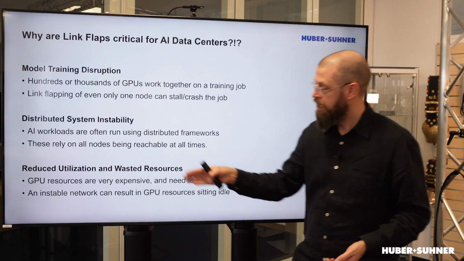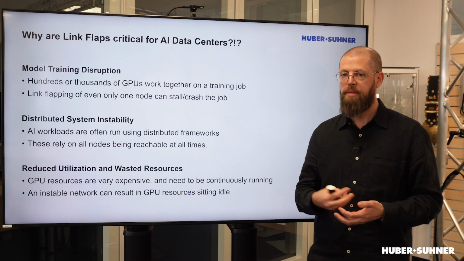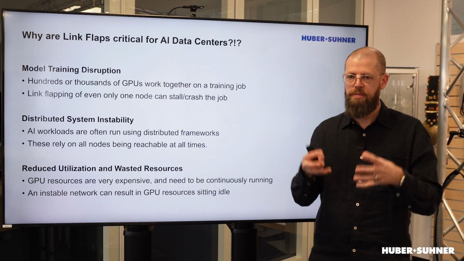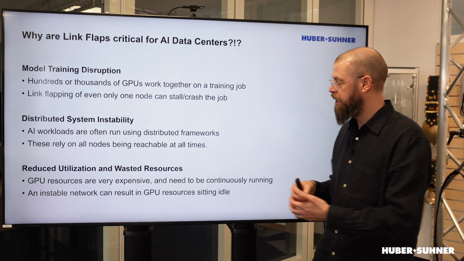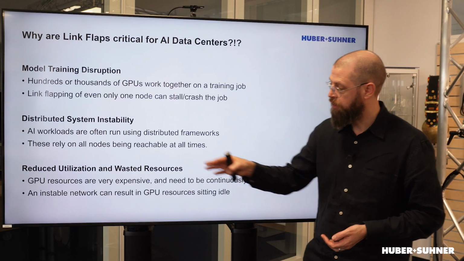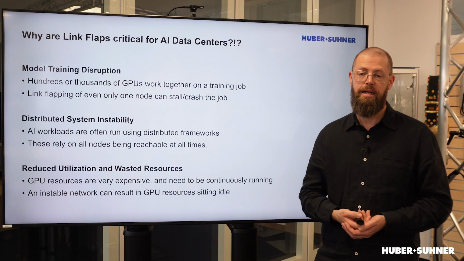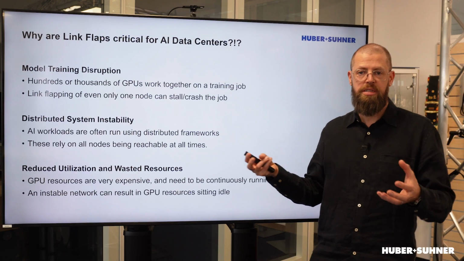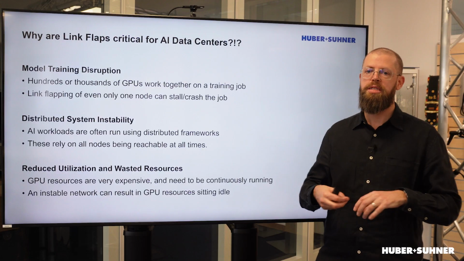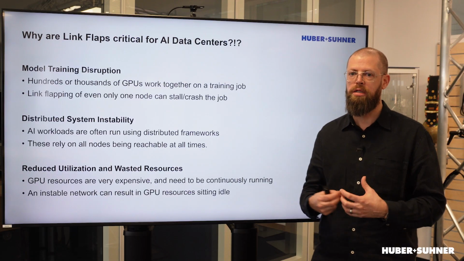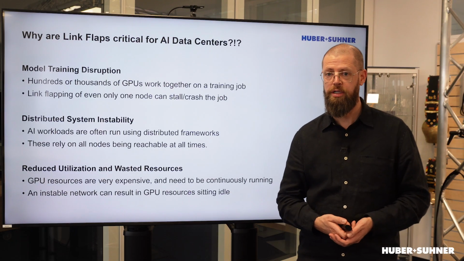And last but not least, the GPU resources, so the hardware itself, are very expensive, meaning that we want to make sure that we use the GPU resources as efficiently as possible. In other words, we need them to be running continuously, but an unstable network can result in GPU resources sitting there idly. So put differently, why are link flaps so critical? Because they can very quickly result in hundreds of thousands of dollars extra cost per month. And that's definitely something that you want to avoid.